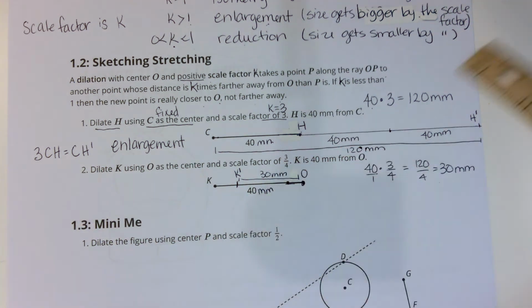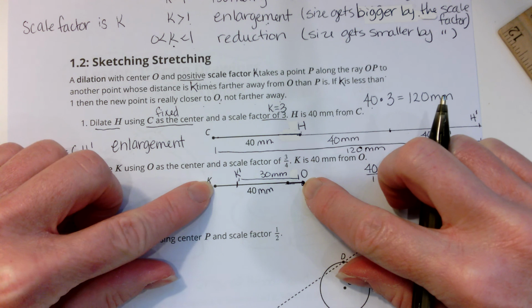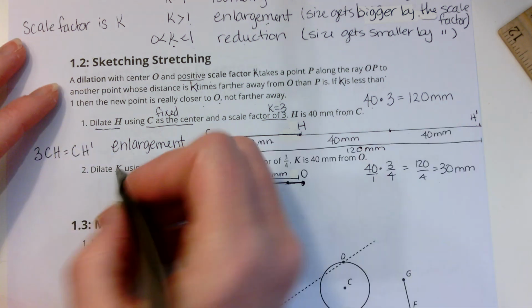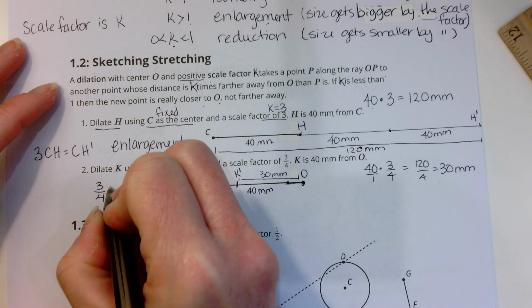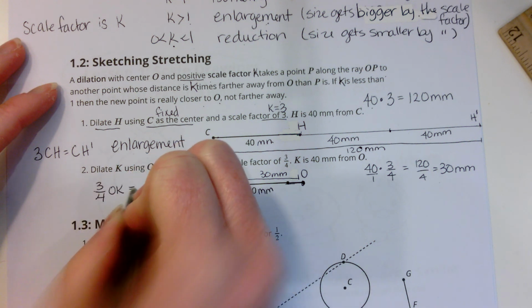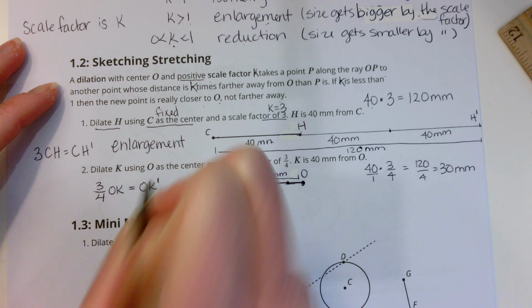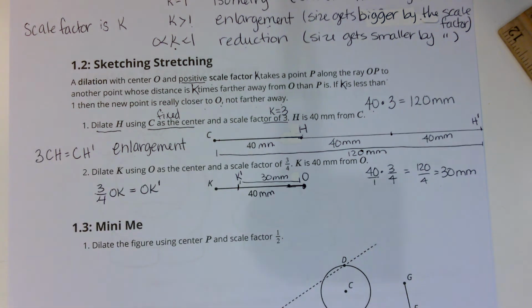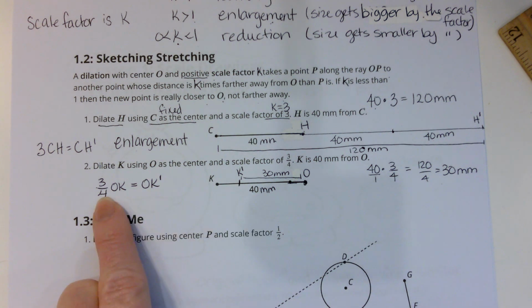So the distance from O to K prime is 3/4 of the distance from O to K. So you could say in this problem that 3/4 the original, which is O to K, is equal to my O to K prime. So my 3/4 of the original is equal to my new image. And it got smaller because my scale factor was a fraction.